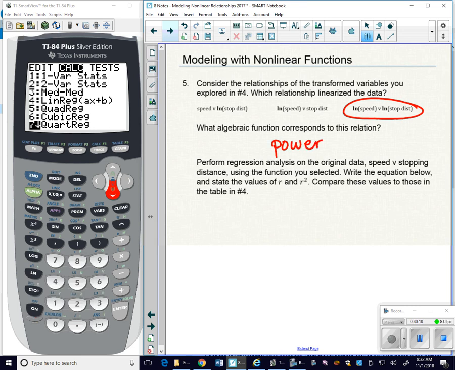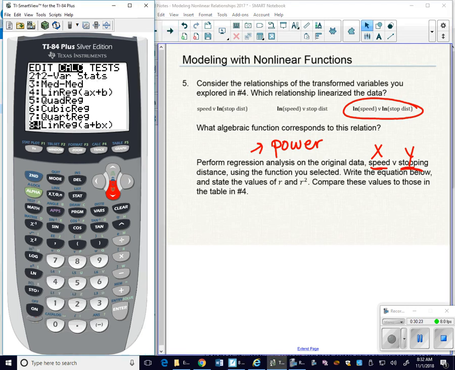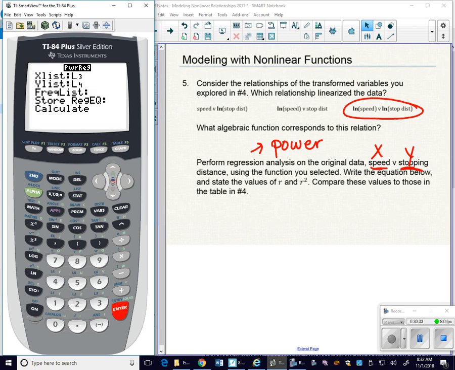So it says to perform regression analysis on the original data. So we're looking at speed versus stopping distance. That's my original x versus y using this function. So what I'm asking you to do is to find your power regression command. So scroll down. I think it ends up being letter A. So we are going to do power regression on the original data. The original data was in list 1 and list 2.